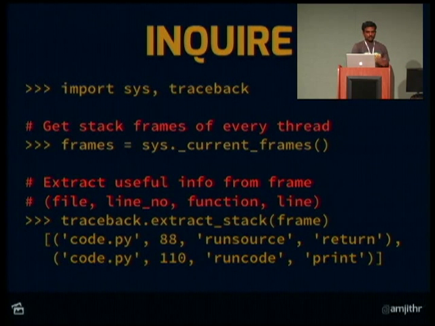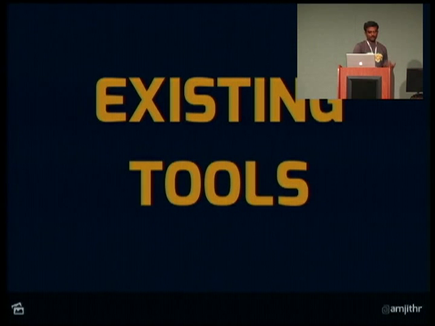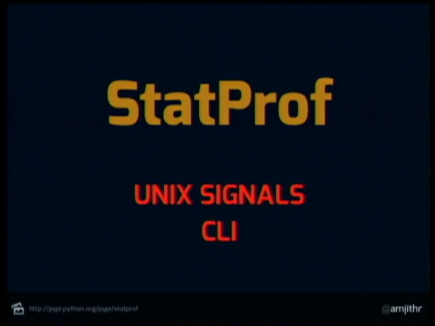But if you're not into writing your own statistical thread profiler, there are already existing tools out there that do this for you. One of them is called stabproof. This is available in the Python package index. It's not a standard module, but it's free and it uses Unix signals. Again, it produces the output in the command line interface. I'm not too fond of this, so I'm not going to go any further in depth, but you're welcome to take a look at this and test it out.